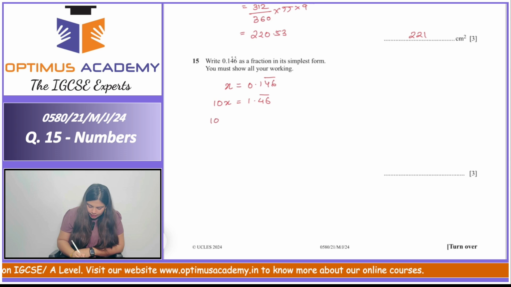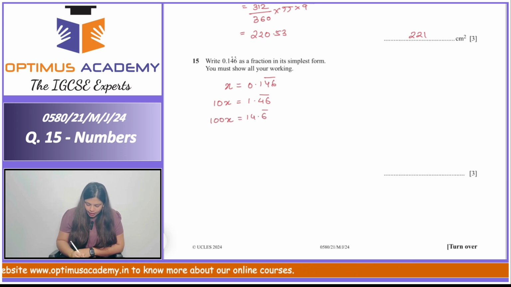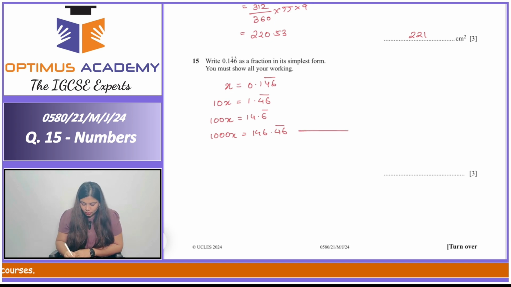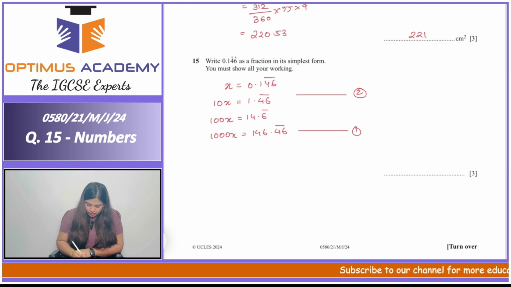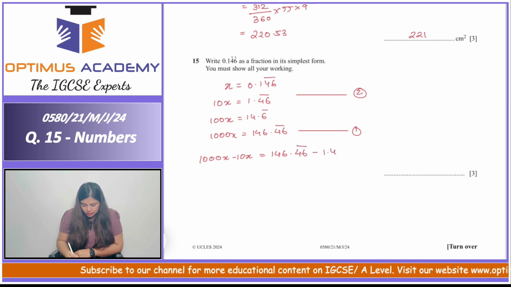So 100x is equal to 14.6 bar. And then 1000x is equal to 146.46 bar. Now you can see that in this step, 0.46 is matching with our second step, that is 1.46. Hence, we can subtract both of these steps, that is 1000x minus 10x is equal to 146.46 bar minus 1.46 bar.